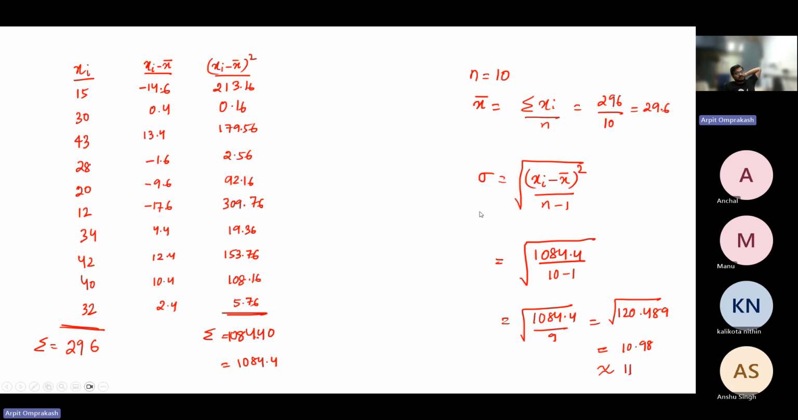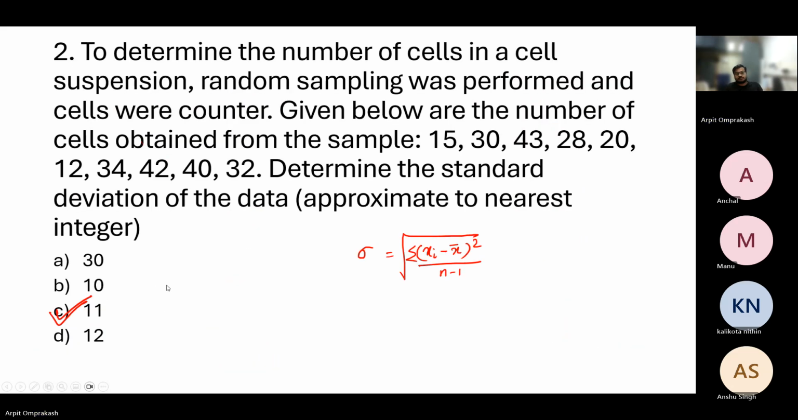Then to calculate the standard deviation, we need to calculate the sum of (xi minus x bar) whole square. So we do xi minus x bar: 15 minus 29.6, 30 minus 29.6, and so on. We list all the values, then we square each of them, and then sum it up. So the value we get here is 104.4. Then that is divided by n minus 1, which is 10 minus 1, and we take the square root of that. So we get 10.98, which is around 11. Is that clear? Was that okay?